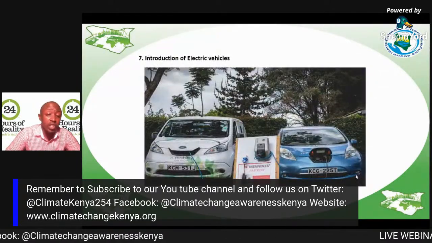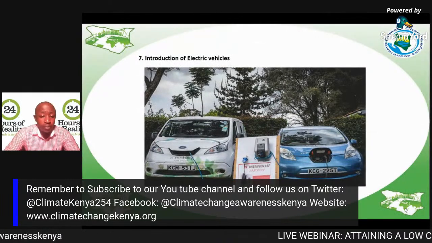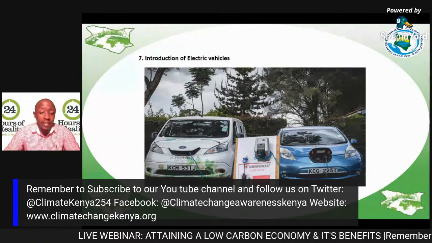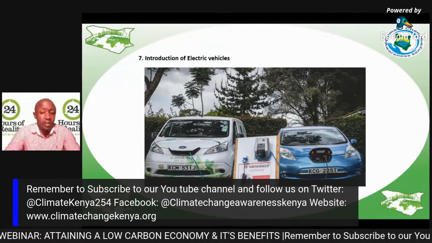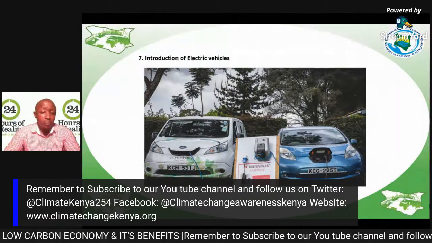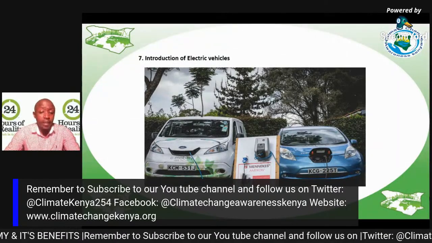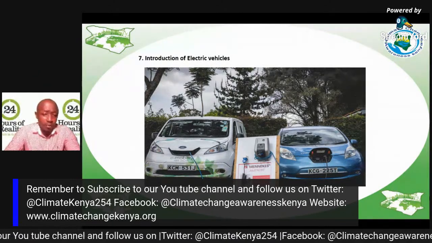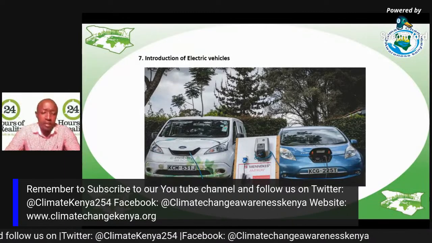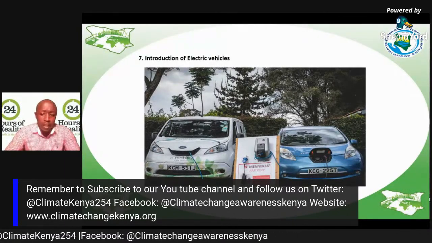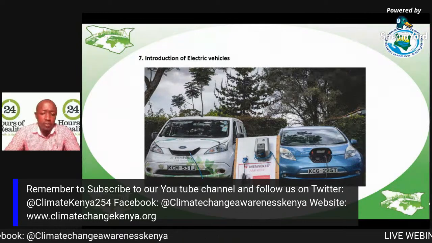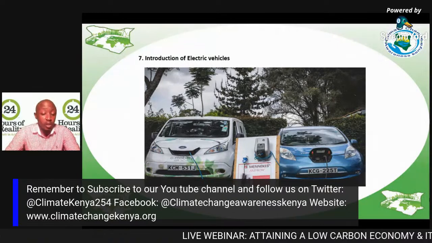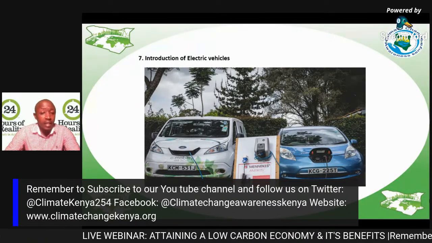The other one is the introduction of electric vehicles. From that picture, you can see these are Kenyan vehicles. These vehicles are electrically powered. You can see the cables which have been plugged into the vehicle in front of them, and they are being electrically fueled. These are eco-friendly vehicles that each and every Kenyan or each and every person in the world needs to embrace and shift from the fossil fueled vehicles. So Kenya is leading in terms of embracing electrically fueled vehicles.